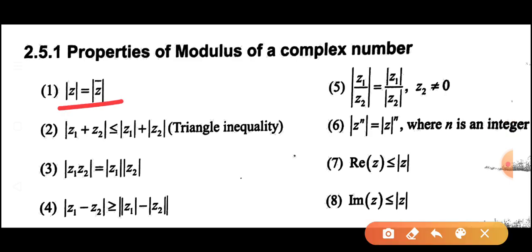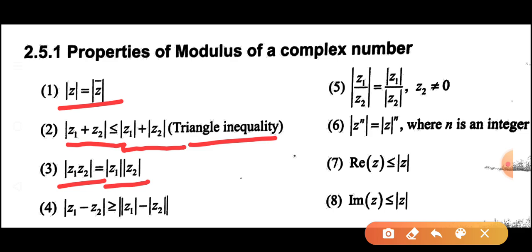And second one: modulus of z1 plus z2 is less than or equal to modulus z1 plus modulus z2. This is called the triangle inequality. Next we are going to prove the triangle inequality. Now third one: modulus of z1 into z2 is equal to modulus z1 into modulus z2. We split the modulus.